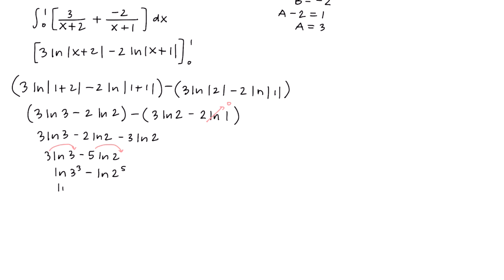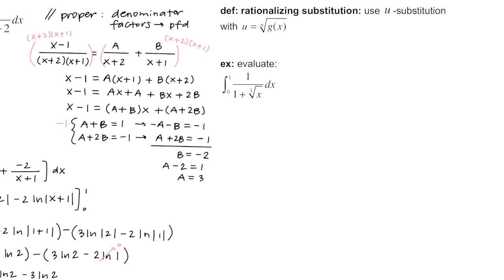So now we get natural log of 27 minus natural log of 32. And then finally, we can condense this. So our final answer is the natural log of 27 divided by 32. Our next definition says rationalizing substitution.